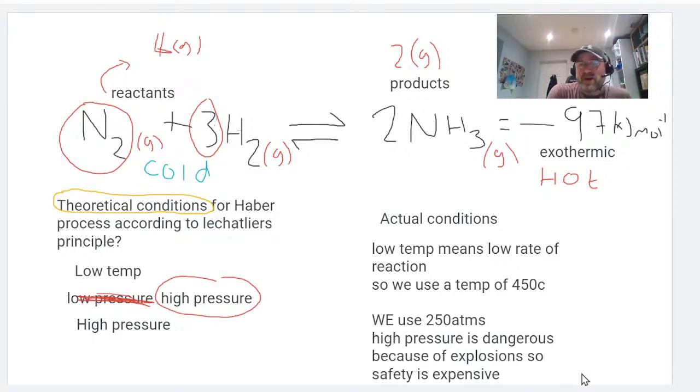We do use a high pressure, but we could go up to 1,000, 2,000 atmospheres, but then the walls of my container would have to be so thick it would cost me too much money, and we can't use a low temperature because we'd slow the reaction rate down. So you need to understand the compromise between what would be the ideal conditions and what we actually use. Yeah, 450 and 200 is ideal. That's right. Yeah, it'll be archived.